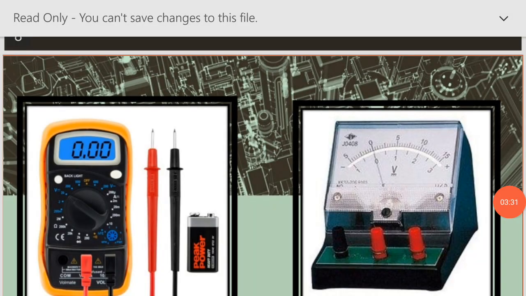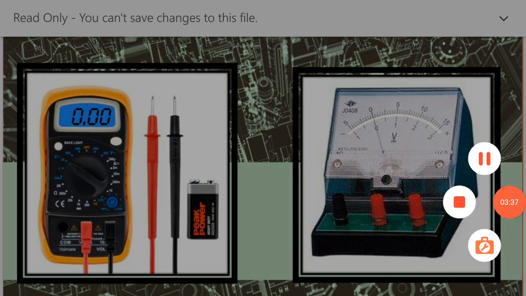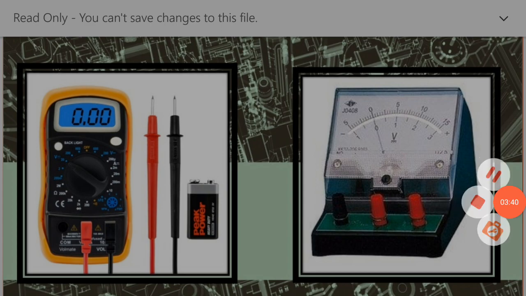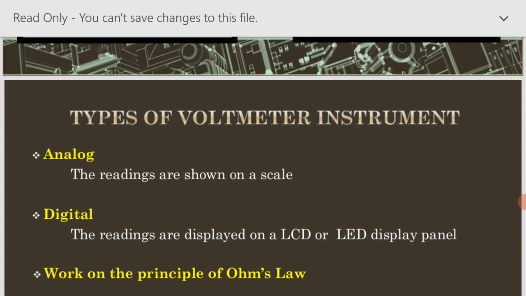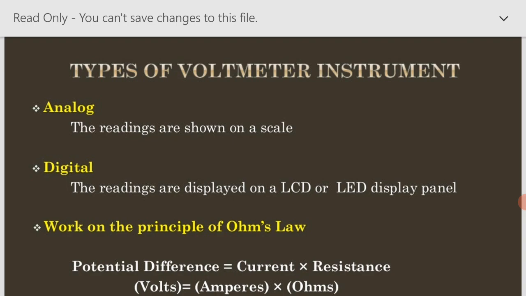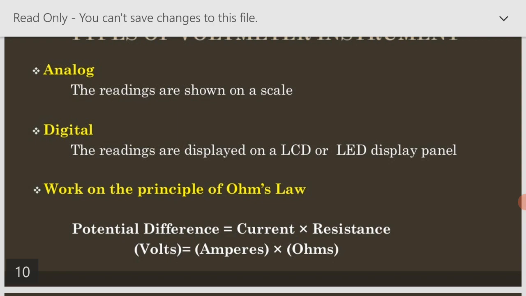The figure shows the ammeter and digital multimeter, where the ammeter is used for measuring current and the DMM, digital multimeter, is used for measuring voltage and current. Types of voltmeter instrument. Analog, the readings are shown on a scale. Digital, the readings are displayed on an LCD or LED display panel. They work on the principle of Ohm's law. Potential difference is equal to current times resistance. Potential difference is denoted by V. Current times resistance is equal to ampere times ohm.